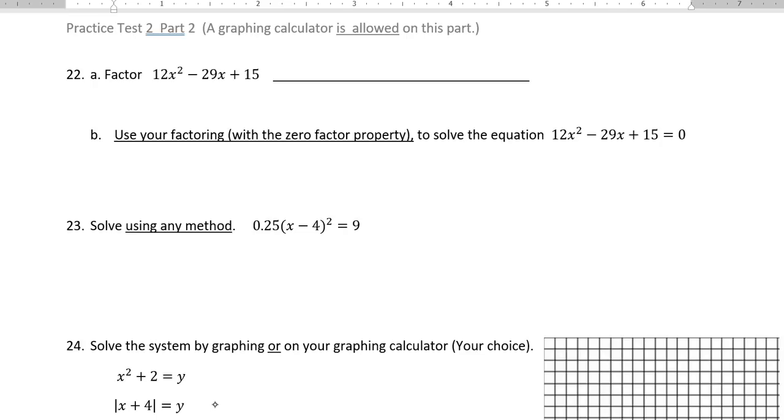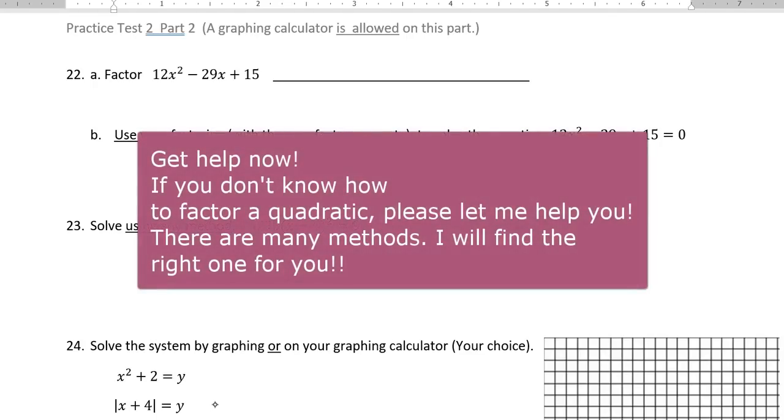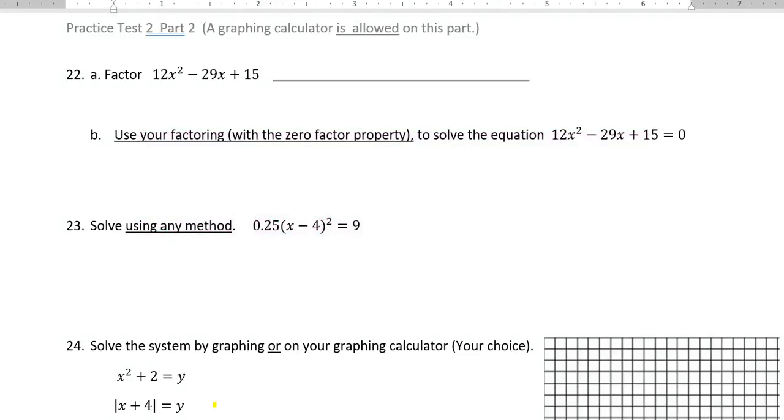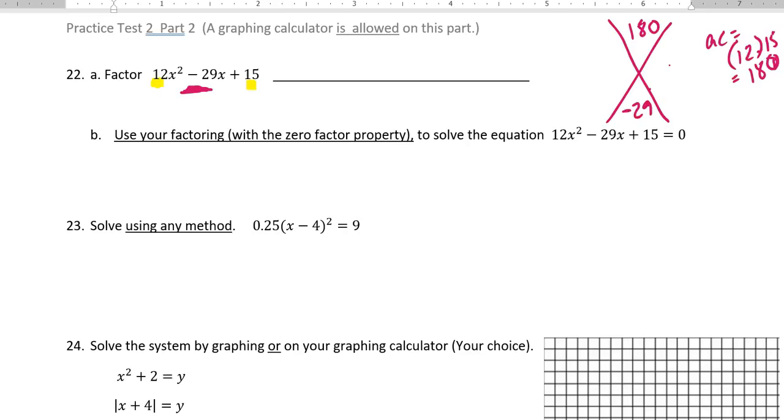Number 22, I want to make sure you can factor. So first, look for a greatest common factor. Well, 29 is prime, so I know there's not one. So I'm going to use whatever method I like to factor a quadratic. One method that you might want to use is you say a times c, 180. And we want a factor pair that adds to be -29, that middle b term. All right, so we're looking for two numbers that multiply to be 180 and add to be 29.